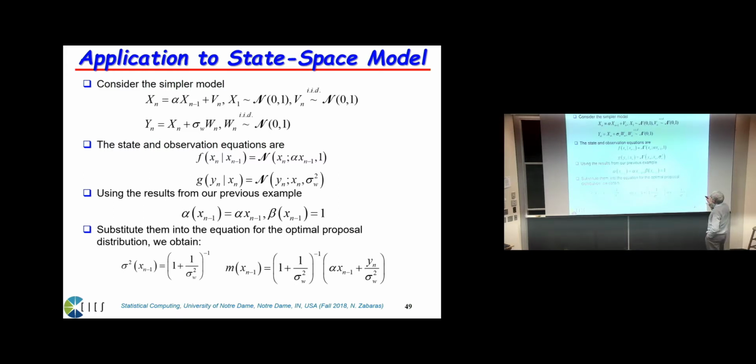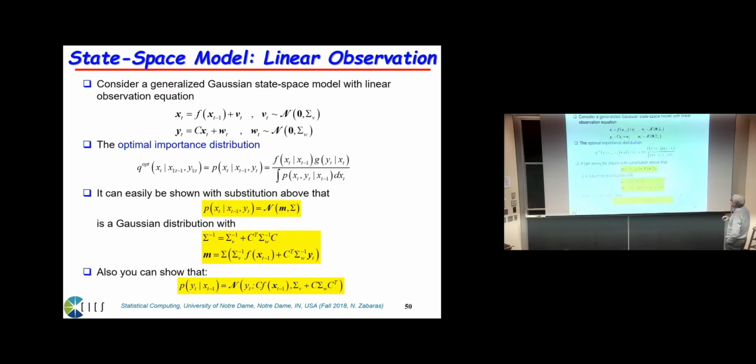So again, this is linear, right? And this is linear. Both models are linear. So for this case, I can come up with a nice proposal distribution that is optimal, and it comes out to be Gaussian. But don't forget, this is linear, and this is linear, okay? In life, not everything is going to be like that.